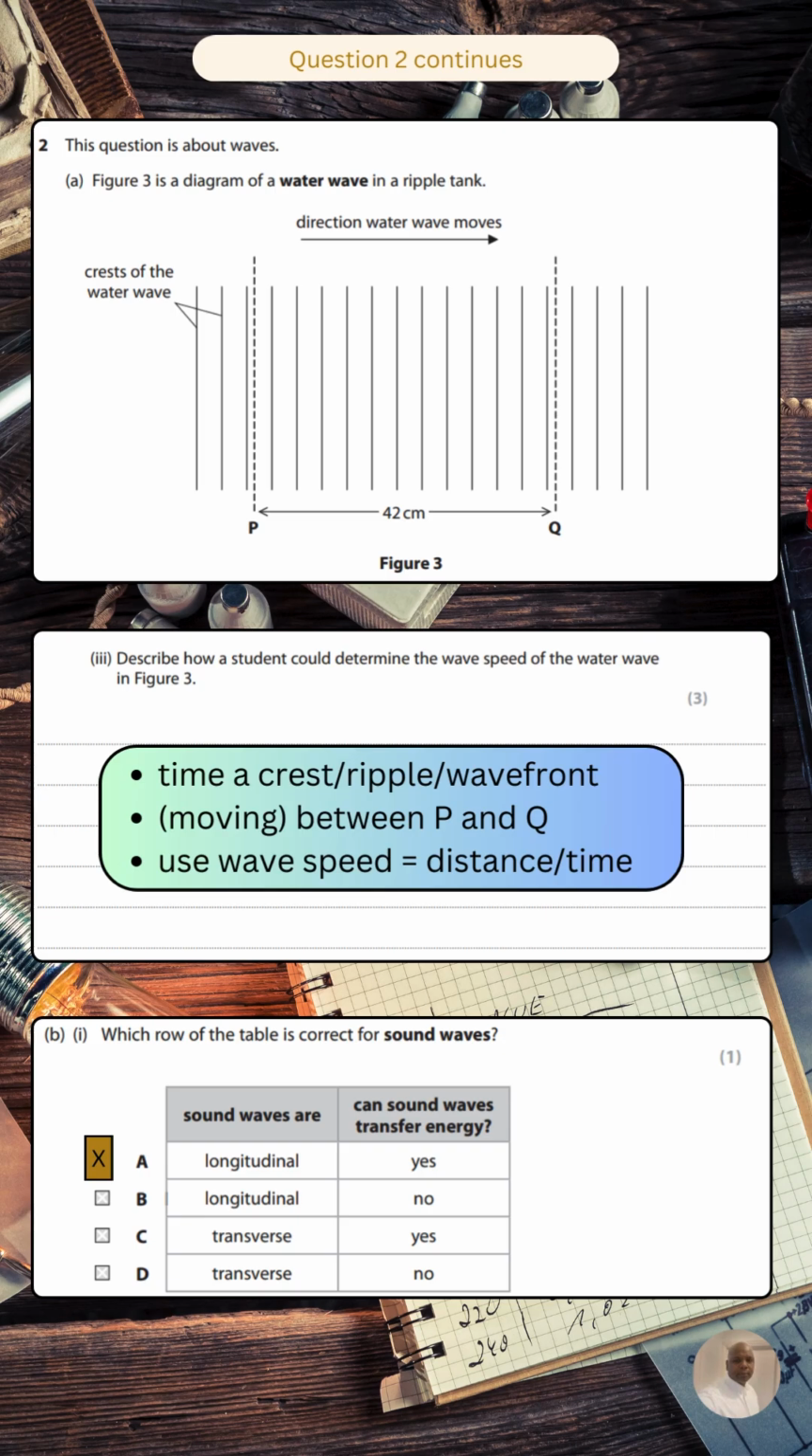You have to look at the crest, or how many ripples take place between P and Q, and then you use the equation: speed is equal to distance over time.